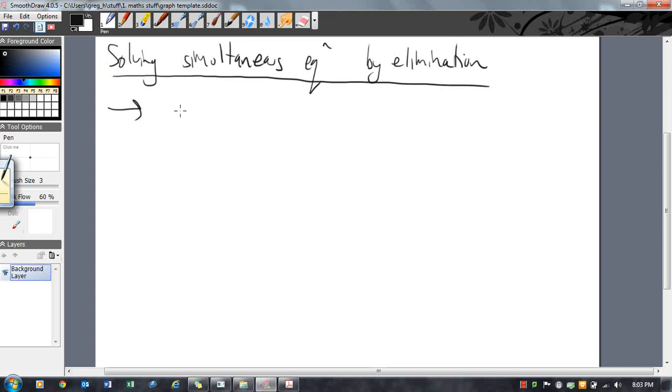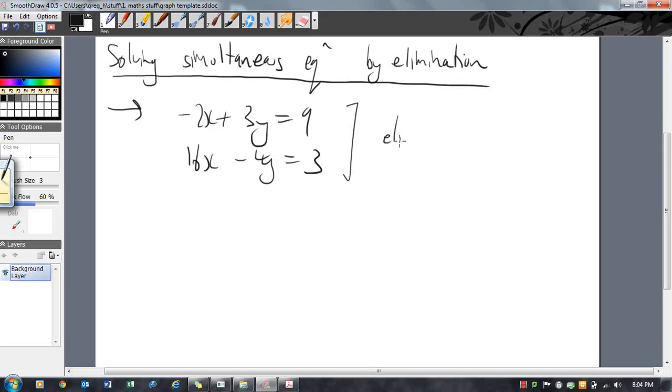You'll use this method most of the time, to be honest. But the way to pick it is, if you remember from my last video, if you got negative 2x plus 3y equals 9 and 16x minus 4y equals 3 or something like that, you don't know what y equals or x equals in this case. You could rearrange them to find out what y is equal to, but it's not worth your while. When you have this sort of situation, it's a bit more complicated. Elimination is the way you want to go.